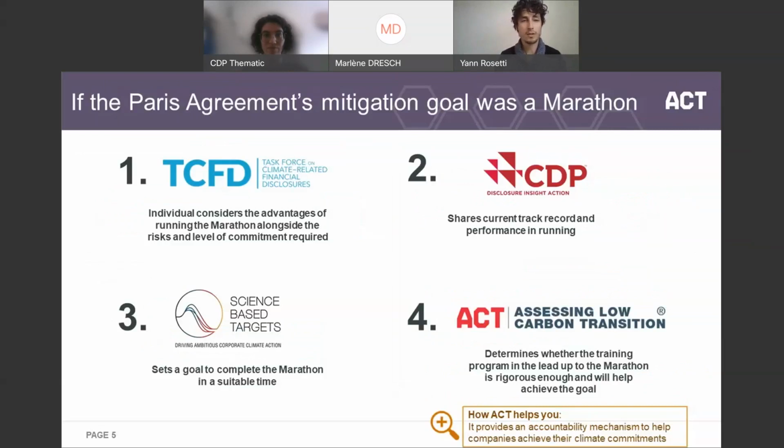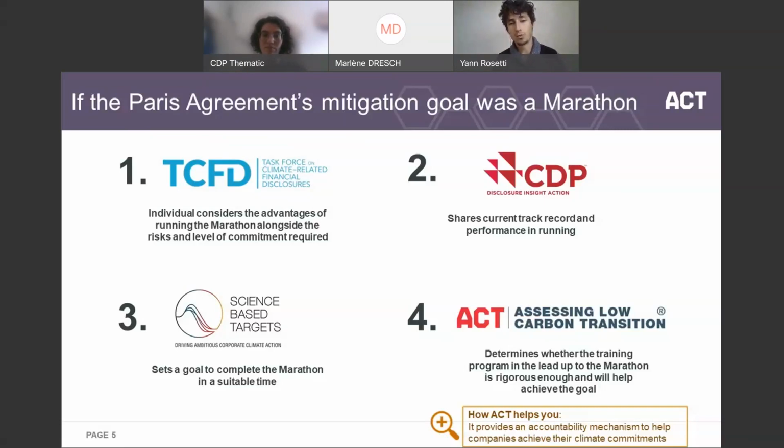So this is an image we are a bit used to presenting, maybe to locate the ACT initiative amongst other ones. If the Paris Agreement's mitigation goal was a marathon, we could consider 4 different steps. The first one would be to follow the TCFD recommendations. That would mean that an individual considers the advantages of running the marathon alongside the risks and level of commitment required. Then the second step would be to report to CDP, which would be equivalent to sharing current track record and performance in running. Then a step further would be to set a science-based target, for instance, thanks to the Science Based Targets initiative. That would be equivalent to setting a goal to complete the marathon in a suitable time.